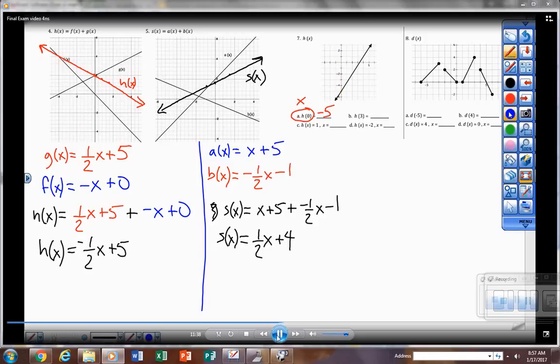The next problem, instead of me giving you the x number, I'm giving you the y number. So you go up to 1 on the y-axis, go to hit that line, and then look down on the x to see what that is.